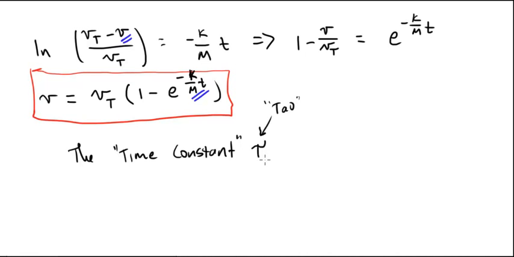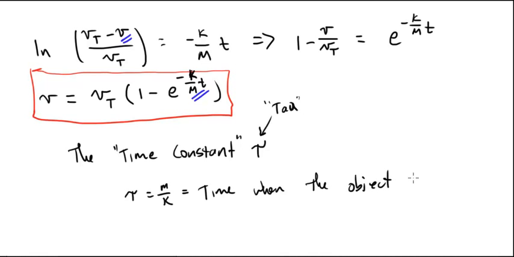And the time constant, in this case, tau, is T-A-U, right? Tau is T-A-U, not T-A-O. The time constant, tau, is equal, in this case, to m over k. And another way of expressing that is that this is the time when the object reaches about 63.2% of terminal velocity, of terminal speed.